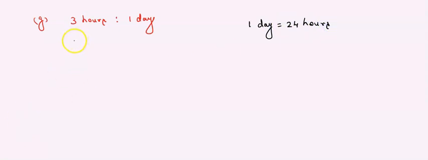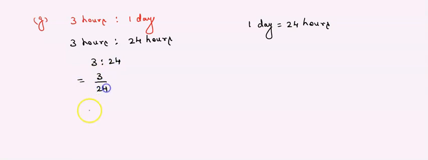So shall we convert here? 3 hours is to, instead of writing 1 day, we can write it as 24 hours. Now both the units are same. That is 3 is to 24. 3 is to 24 can be written as 3 by 24. In which tables we get 3 and 24? Can you tell me?